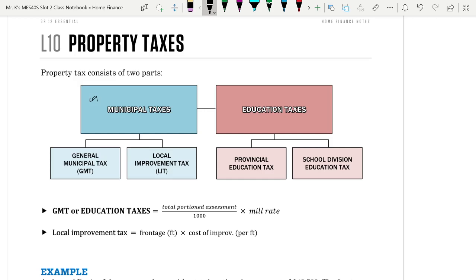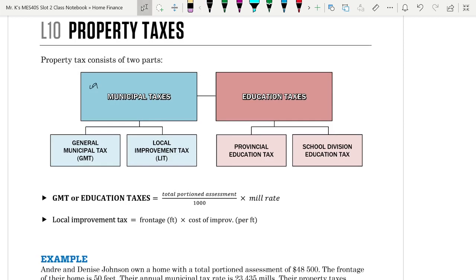And municipal taxes are collected by your municipality, right? The local town or the neighborhood that you live in. Educational taxes are collected provincially and by your local school division. So there's actually two types of education taxes. Actually, your municipal taxes, what we did in Lesson 9, is actually right here, the General Municipal Tax.